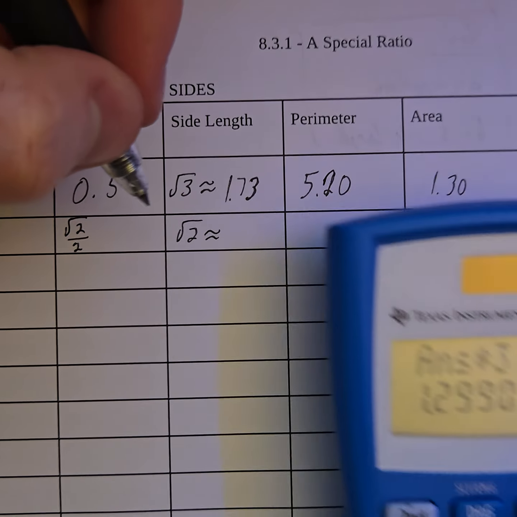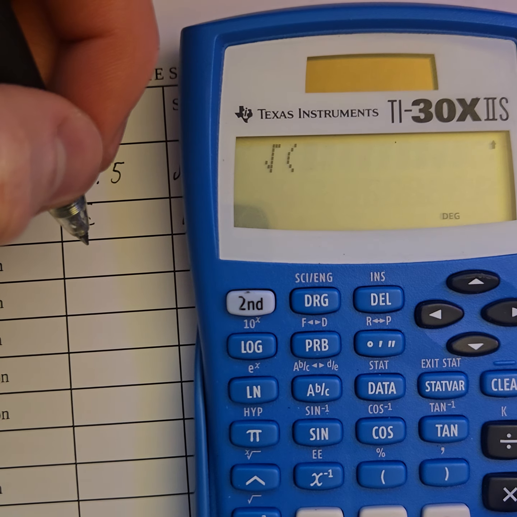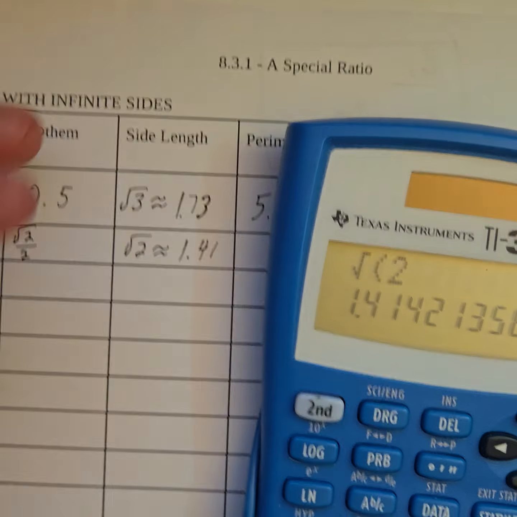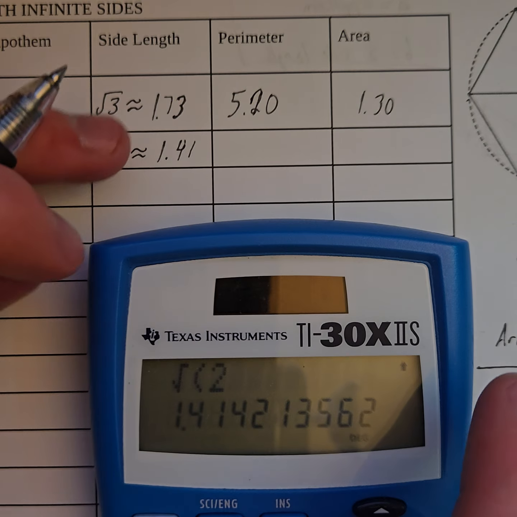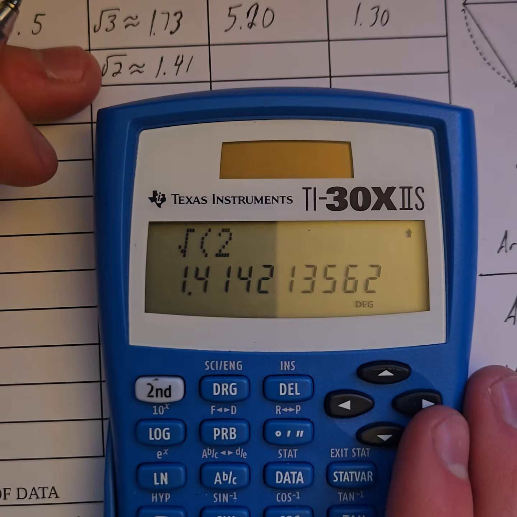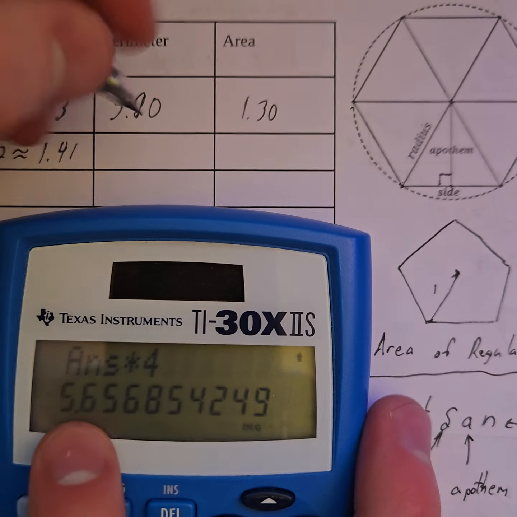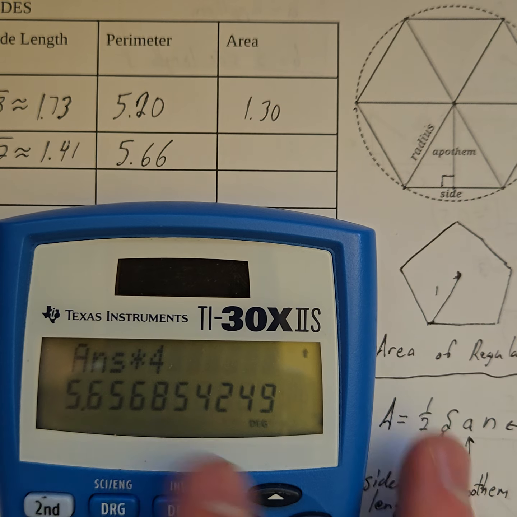If we type that in our calculators, make sure you guys know how to type this in, we get 1.41. For our perimeter, we're going to take our side length, and since there are 4 sides, we're going to take that times 4. So that's our perimeter. We get 5.66 if we round up.